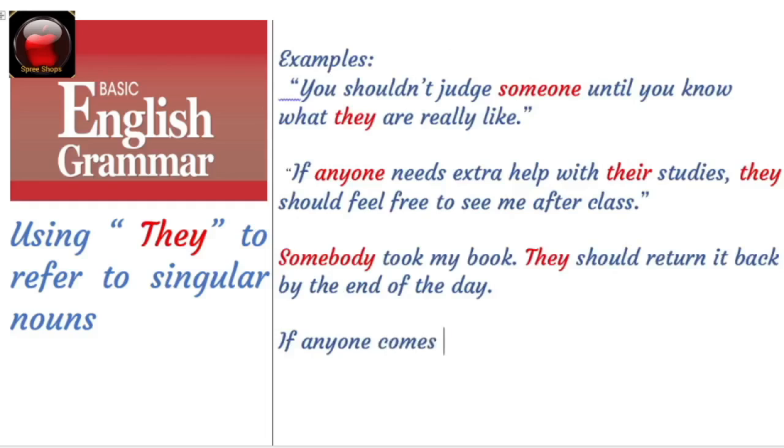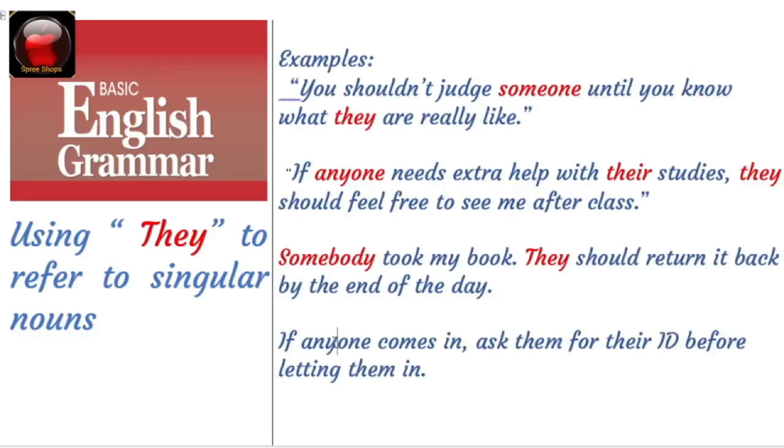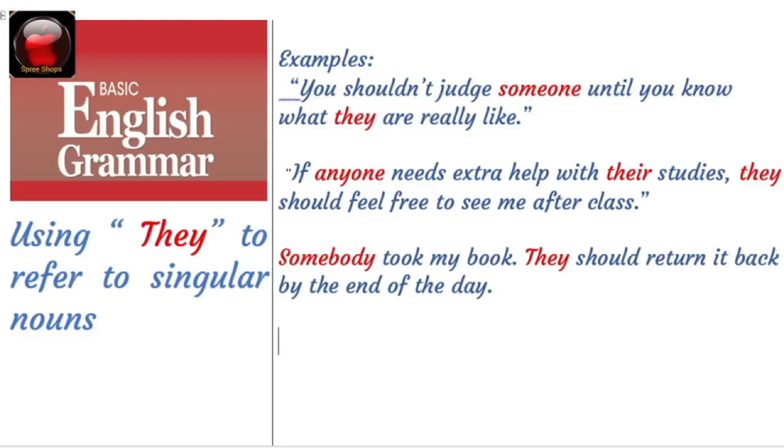Another example, if anyone comes in, ask them for their ID before letting them in. We use anyone, and we use them as an object pronoun and their as a possessive adjective, and them again is an object pronoun. So this is how we use they to refer to singular nouns.